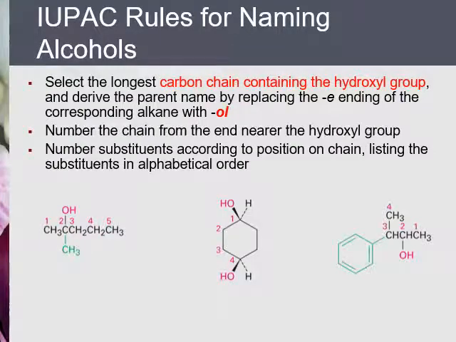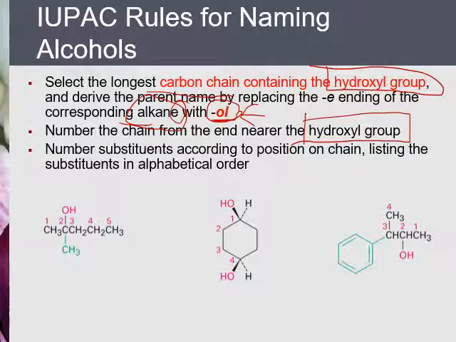In systematic naming of alcohols, first you choose the longest carbon chain containing the hydroxy group. For the longest carbon chain, there's a corresponding alkane, and you replace the ending E by OL. So OL means it's an alcohol. Now here is how you number the carbons. Number the chain from the end nearest the hydroxy group, so the hydroxy group has priority compared to alkyl groups. And then number the substituents according to their position on the chain, listing the substituents in alphabetical order.